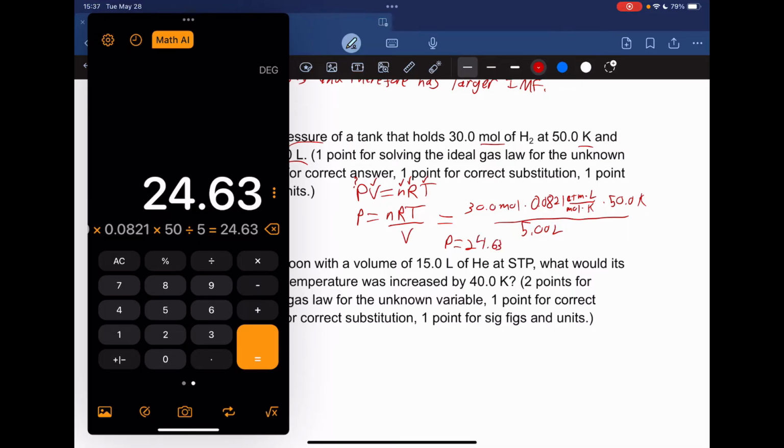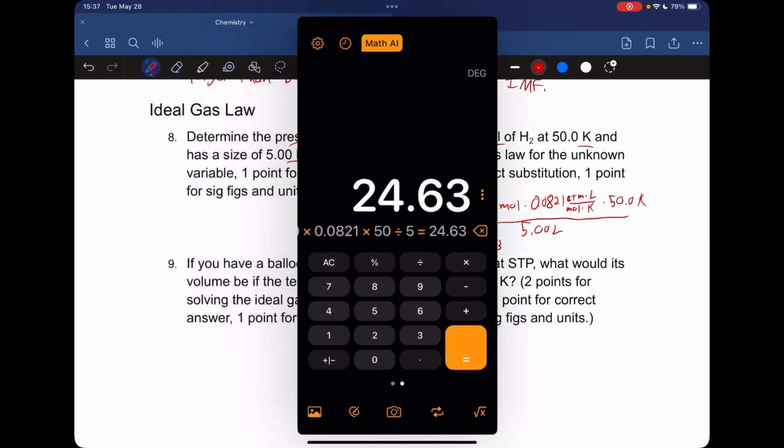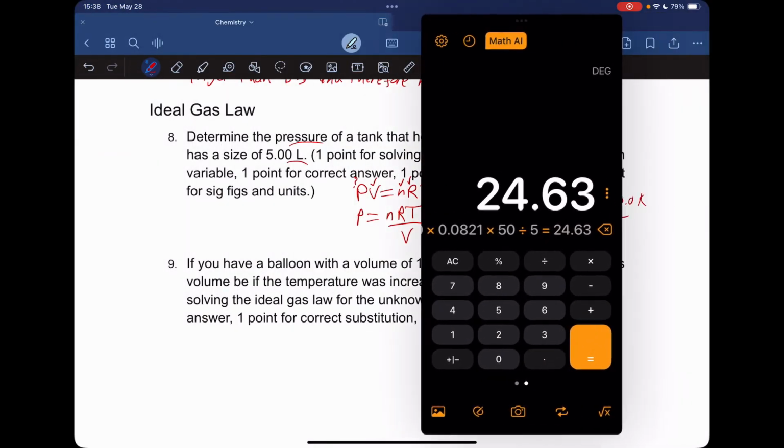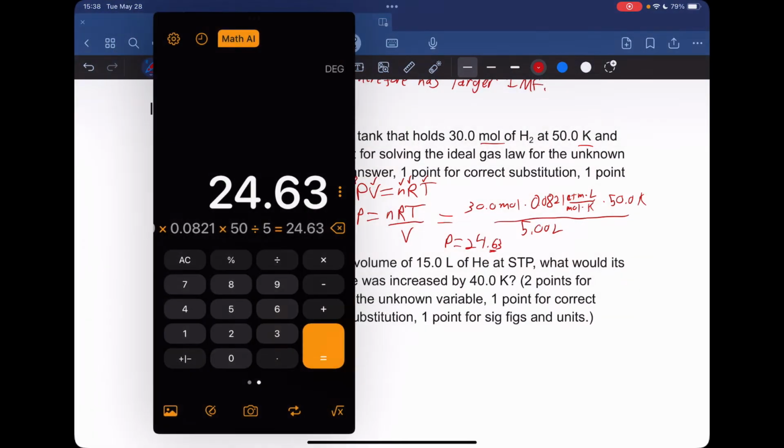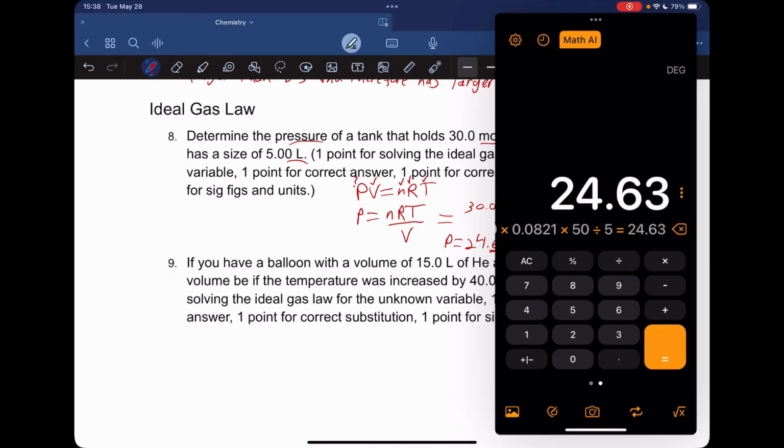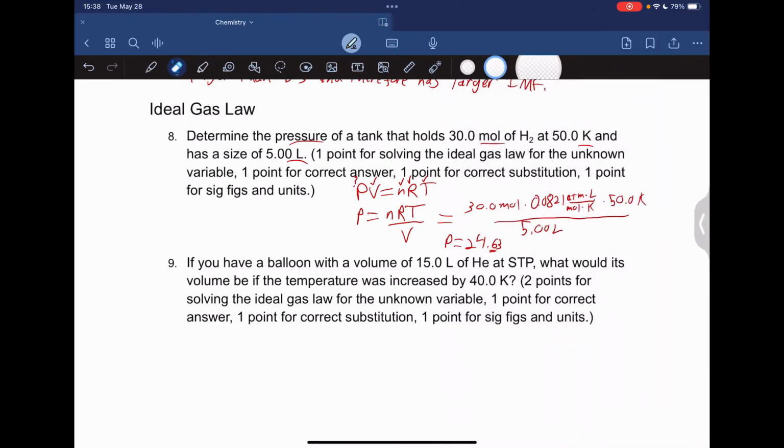4.63. But now let's look at the significant figures of the problem. Looks like they all have 3 sig figs. So we're going on to the third sig fig, which is at that 6 there. So we're going to look to the right. It's 3. So it's not a 5 or greater. So we're not going to round up. So the actual answer to the problem here is 64.6 atmospheres.